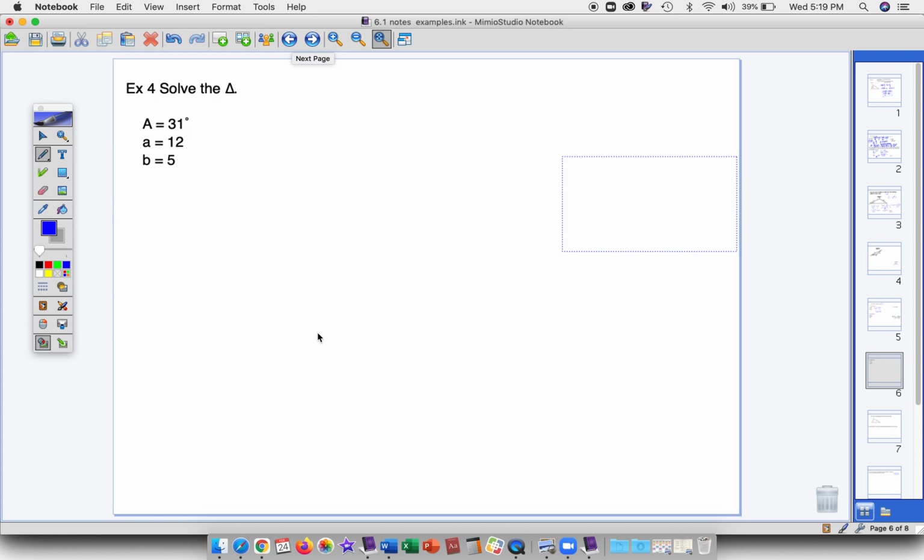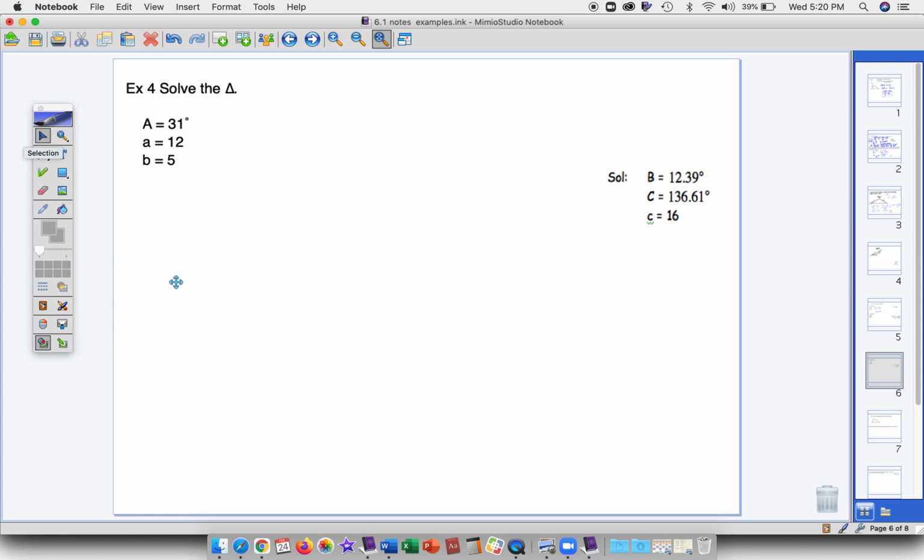Okay, example 4. Go ahead and try this one. Pause the video. This is again ambiguous. So see what happens. Again, your possibilities are that you'll have 1 triangle, you'll have no triangle, or maybe you have 2 triangles. Come back when you're done.